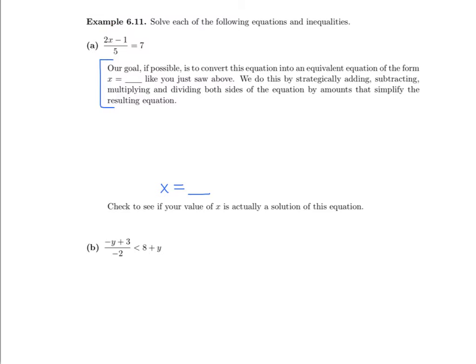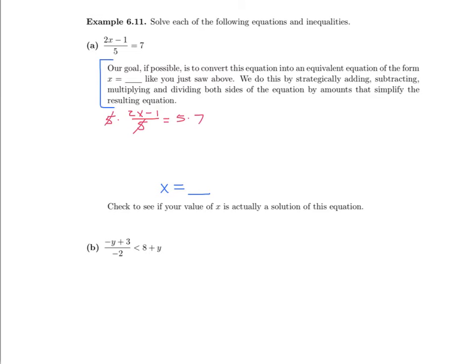We usually begin by undoing the last operation that was performed. In this case, that's the division by 5. So what will undo division by 5? Well, multiplying by 5. So we begin by multiplying both sides of our equation by 5.